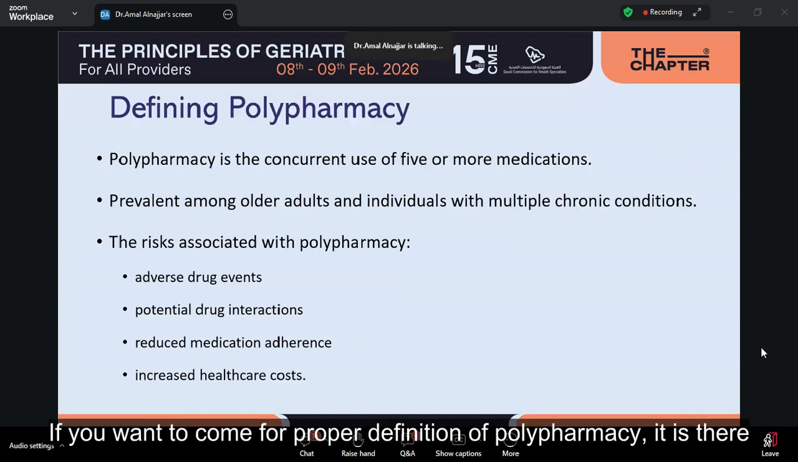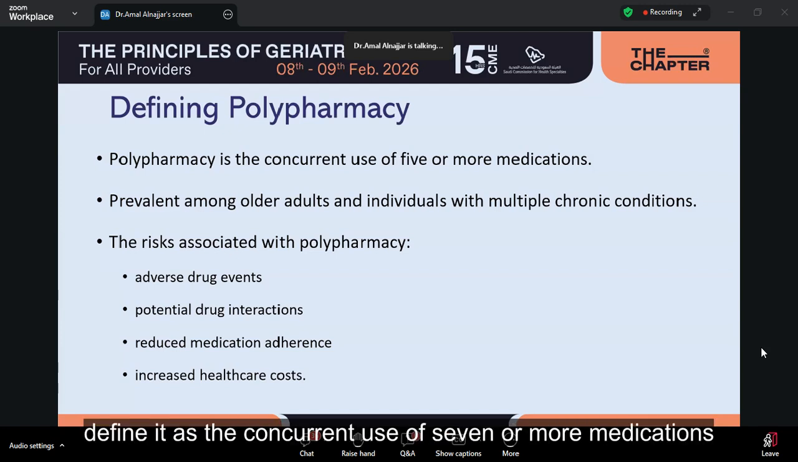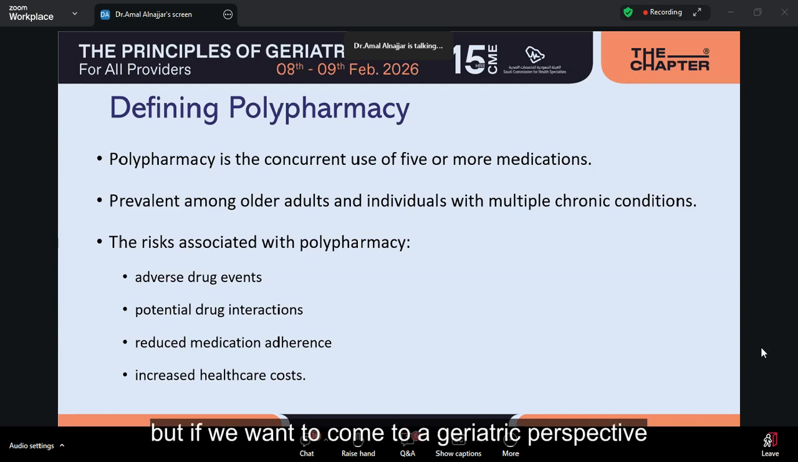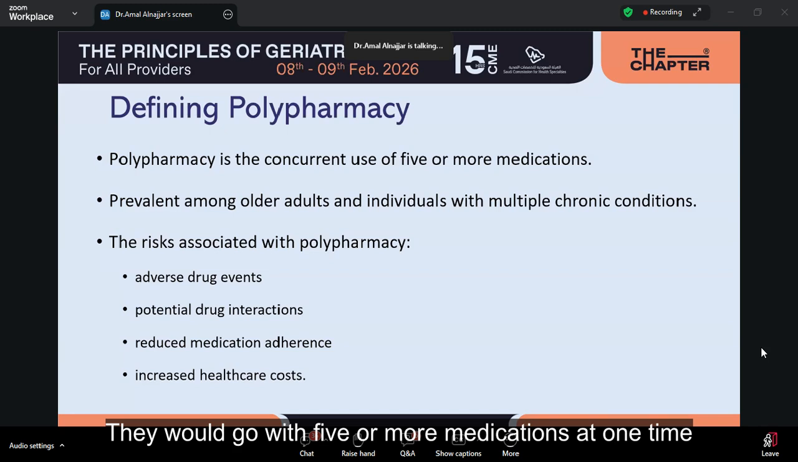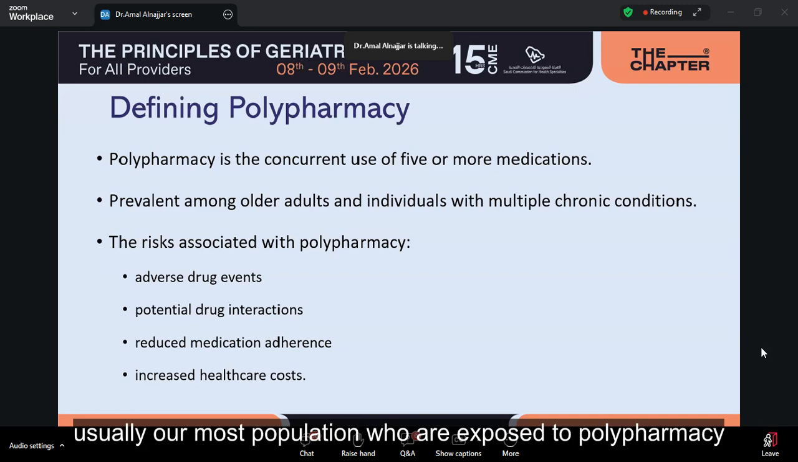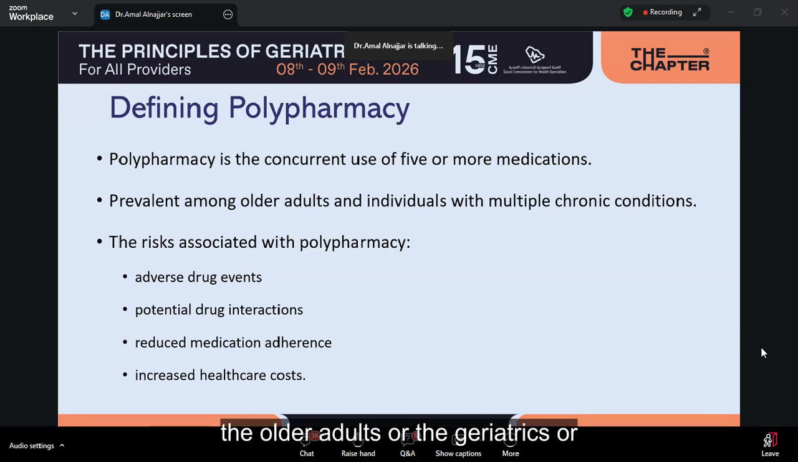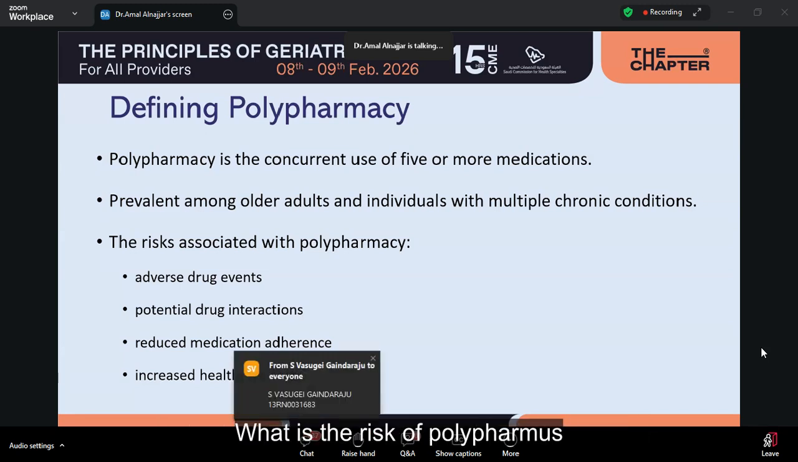If you want a proper definition of polypharmacy, it is the concurrent use of 5 or more medications. In some literature, you find it defined as the concurrent use of 7 or more medications. But from a geriatric perspective, they would go with 5 or more medications at one time. The population most exposed to polypharmacy are the older adults, the geriatrics or the elderly, as everyone likes to call them, and individuals with multiple chronic conditions. The risk associated with polypharmacy. What is the risk of polypharmacy?